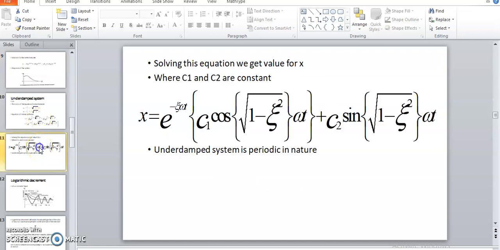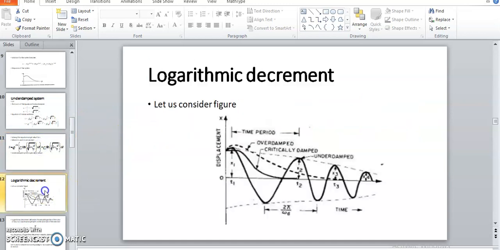But in the underdamped case, we observe cyclic motion, like this. So it is a periodic nature. The cycle repeats after an equal interval of time. But in the overdamped case and in the critically damped case, there is no cyclic nature. So these two cases are aperiodic.